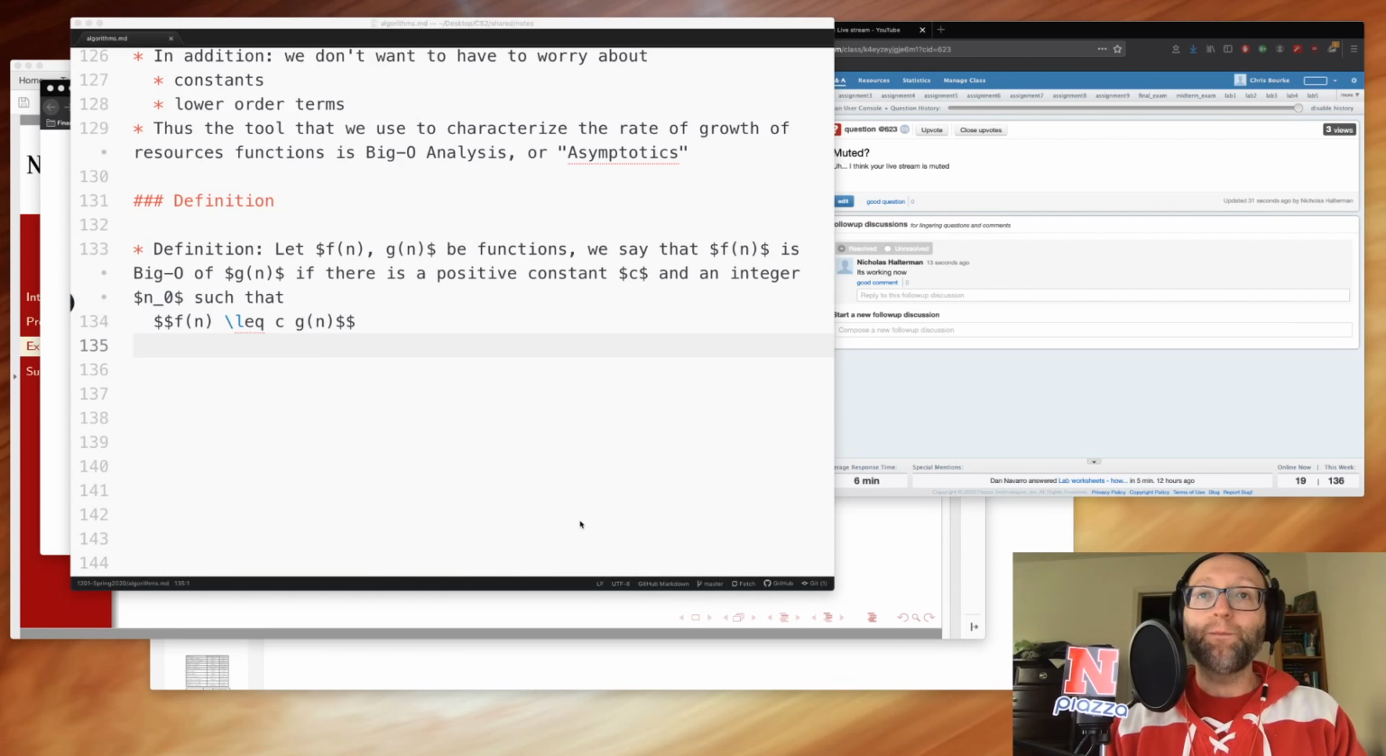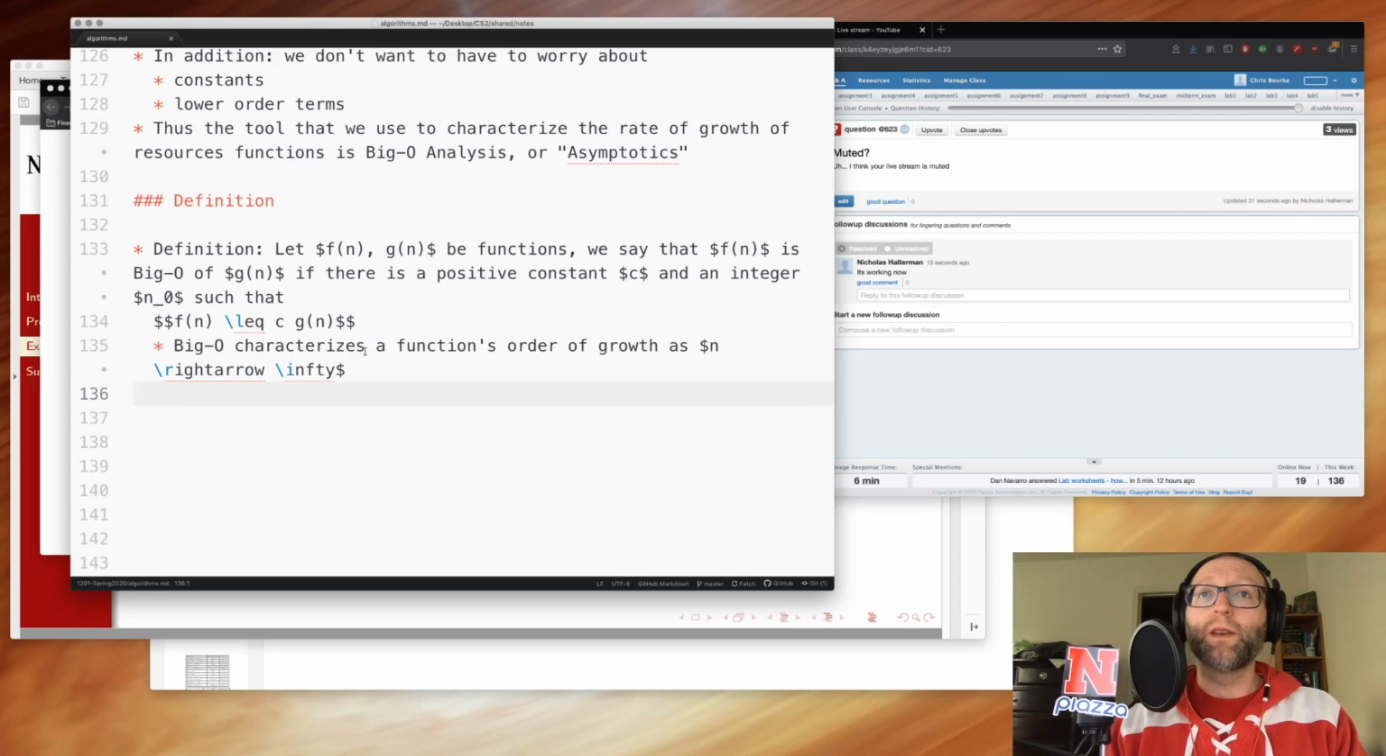And again, the whole purpose of this is that big O characterizes the function's order of growth as n tends towards infinity, as larger and larger n.